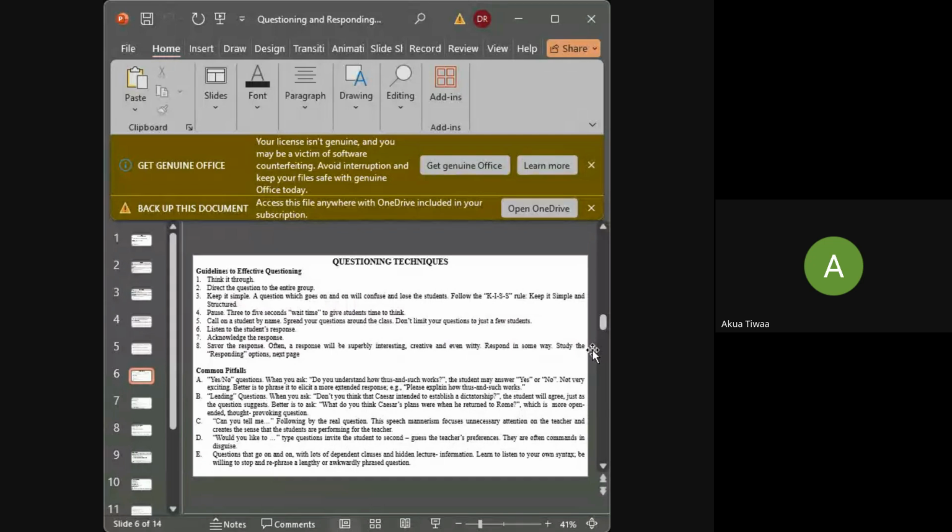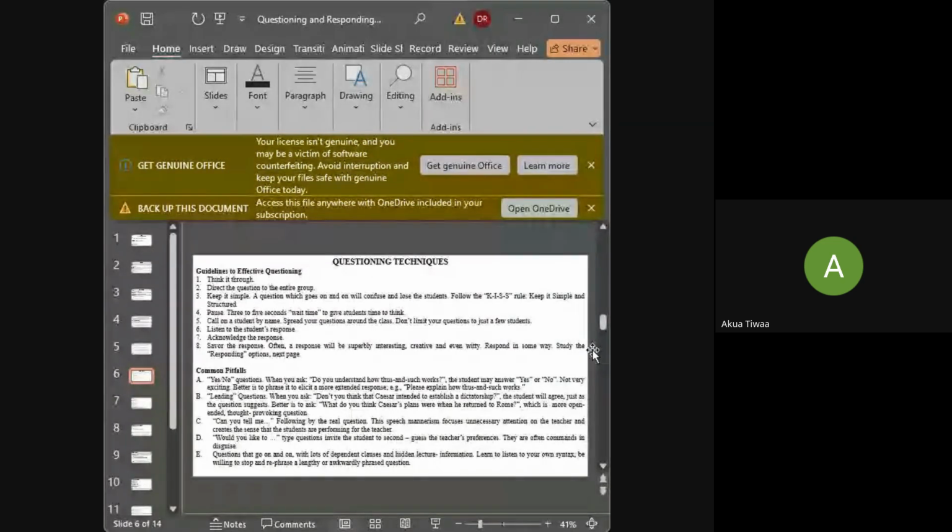Now there are some common pitfalls. We have the yes or no questions. An example is when you ask, do you understand? The moment you ask, do you understand, they will say yes or no. But if you had put it in a way that you can get a better answer rather than the yes or no.